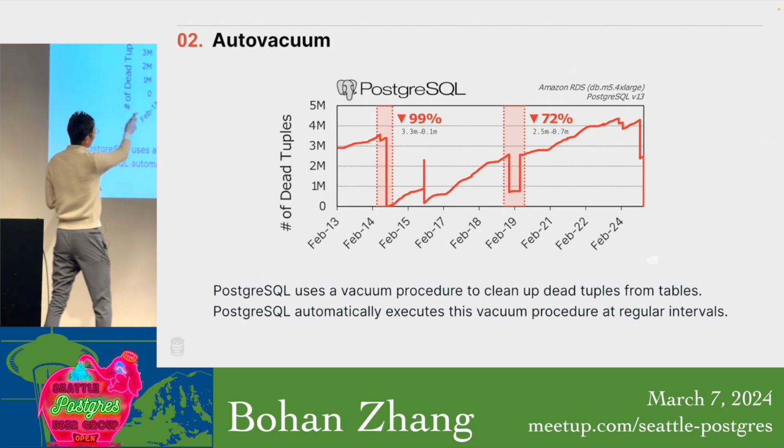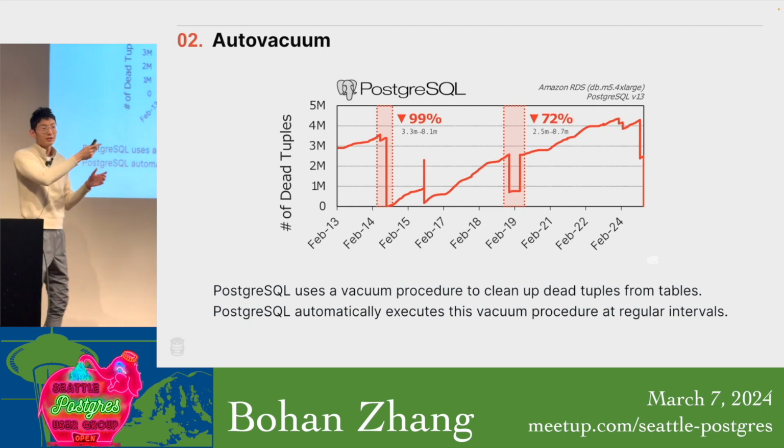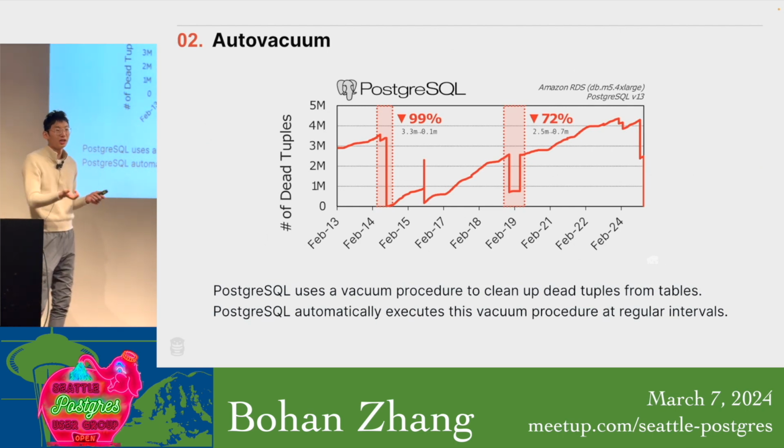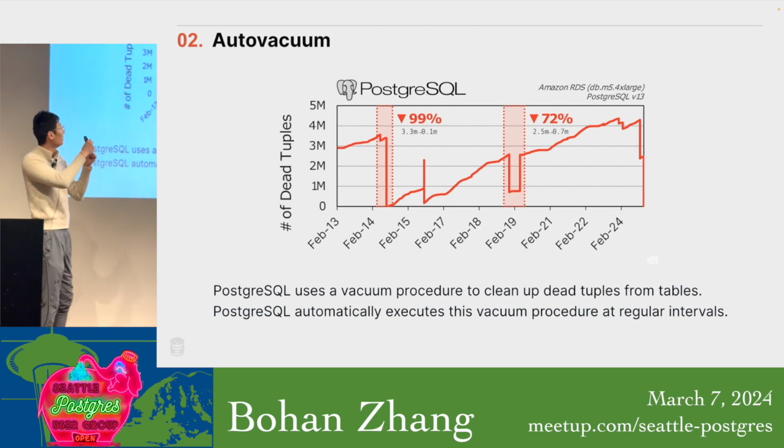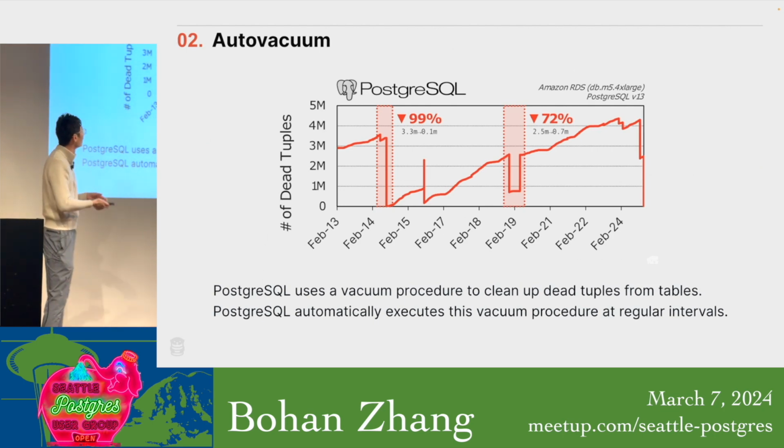You can see in this figure, it shows the number of dead tuples. Dead tuples means the expired versions in the database, the old versions in your table. The number of dead tuples drops regularly, every day, because the autovacuum cleans up the dead tuples and reclaims storage space. We can say the autovacuum is triggered regularly. It cleans up the dead tuples automatically.